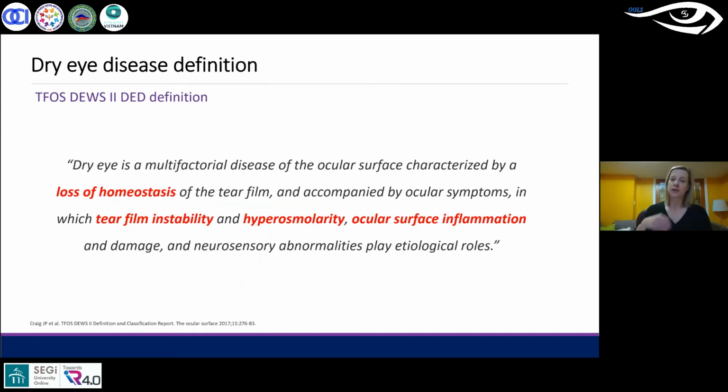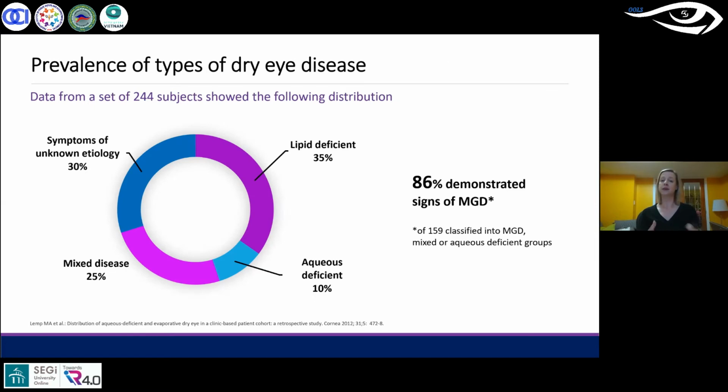And again, it's no surprise then that we start to see, and we're coming back to that fact about how common MGD is within our dry eye disease population. There's no surprise that really is the case. And what are you looking at here? Well, you're looking at a data set from just over 200 patients with symptomatic dry eye disease, and they were classified by the type of disease they had. Now, this was pre-TFOS use. They would have been using slightly different definitions and classifications.